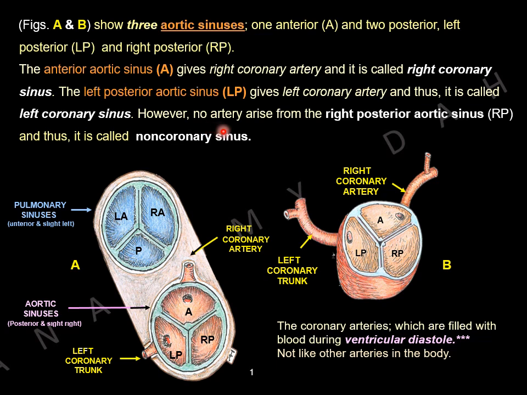However, no artery arises from the right posterior aortic sinus. No arteries come from there. Because of that, right posterior aortic sinus is known as non-coronary sinus. The coronary arteries are filled with blood during ventricular diastole, not like other arteries in the body.